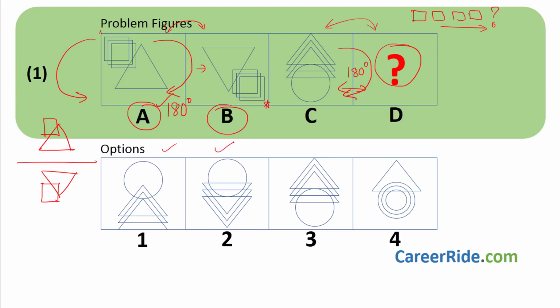So this and this are the options. This is wrong, this is wrong, so don't consider these. Choose between these two. Here they have given a single circle and 3 triangles. Here also a single circle, 3 triangles, single circle, 3 triangles.